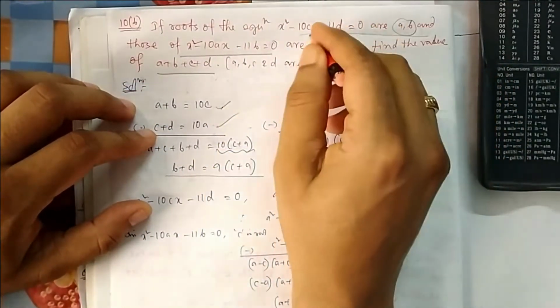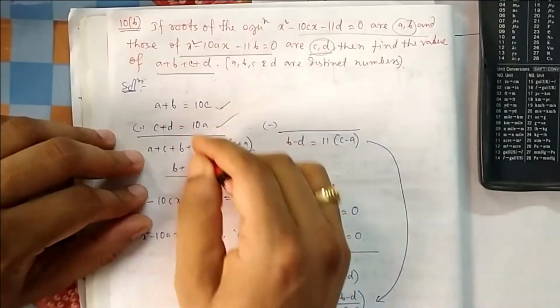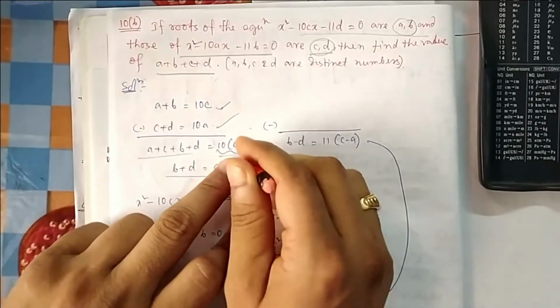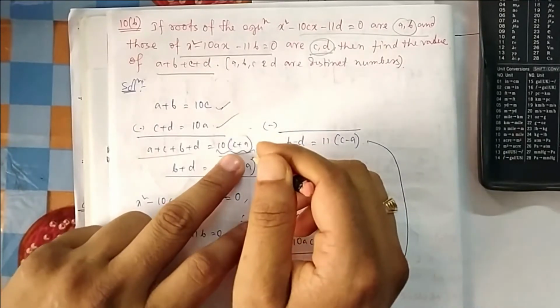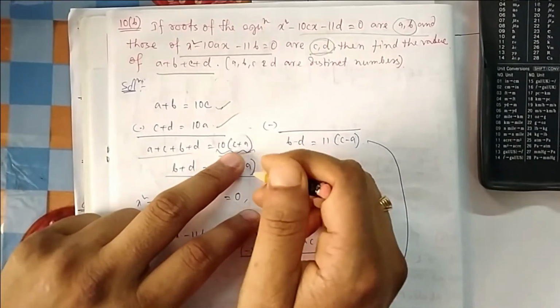The summation of roots is this one, the summation of roots is this one. If you add these two, you will find this one. So up to this much is okay. Now you are stuck with C plus A. Somehow I have to get C plus A. Now how to get C plus A?